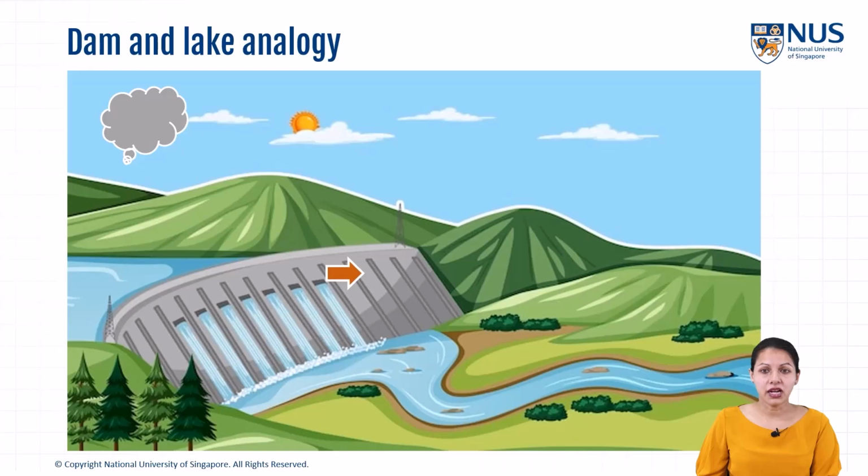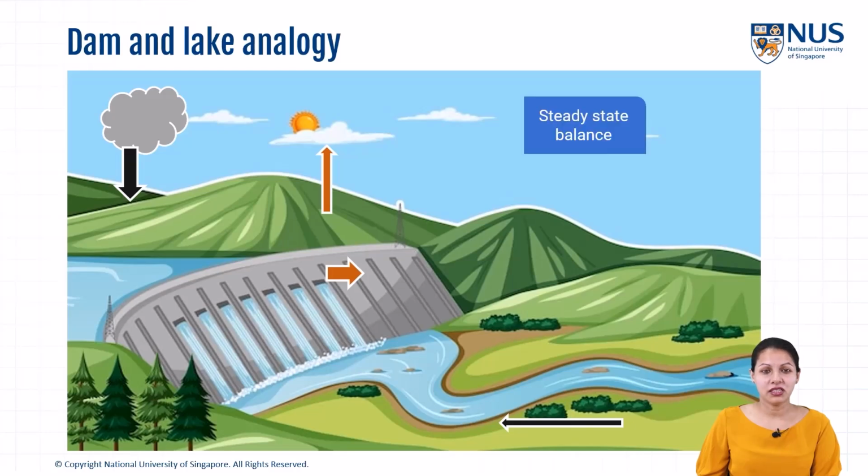Now, let me use an analogy to explain this better. This is a picture of a lake. So, the river flows water into the lake, and the excess water is removed by the spillways. In addition, rain adds water to the lake, and evaporation removes water. So, if we look at it as a homeostatically controlled system, there's a steady state balance, that is, the water level in the lake is maintained constant by keeping the inflow equal to the outflow.